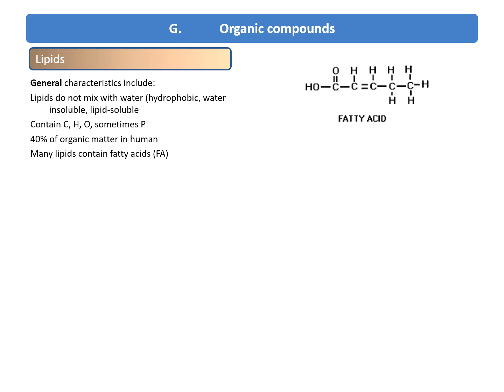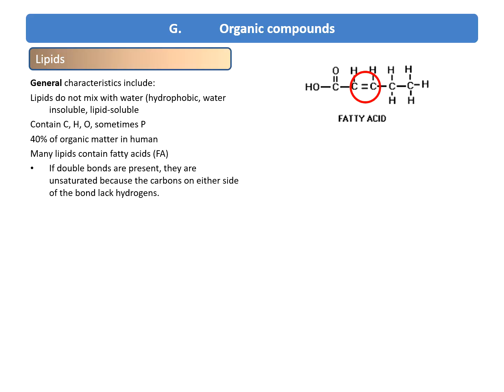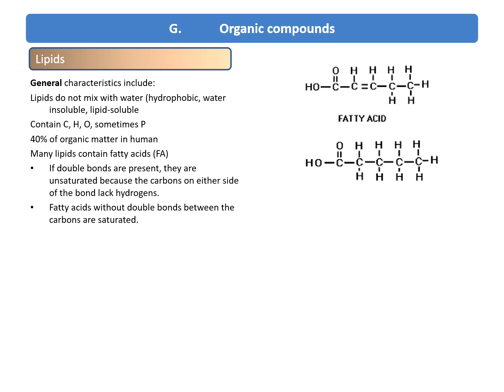Many lipids contain fatty acids. If a double bond is present in the fatty acid, it's called unsaturated because the carbons on either side lack hydrogens. Fatty acids without the double bonds between the carbons are saturated.